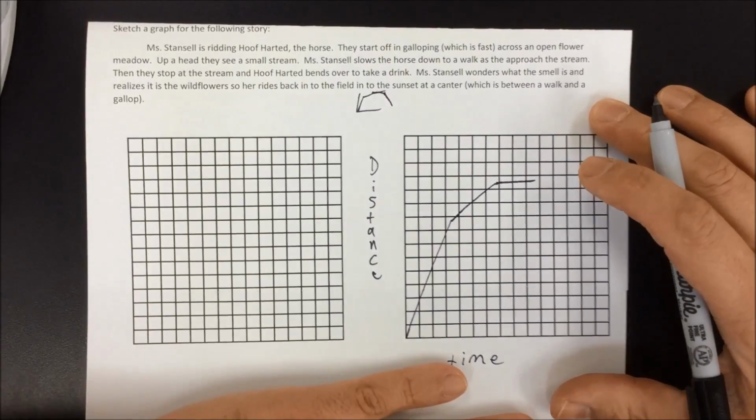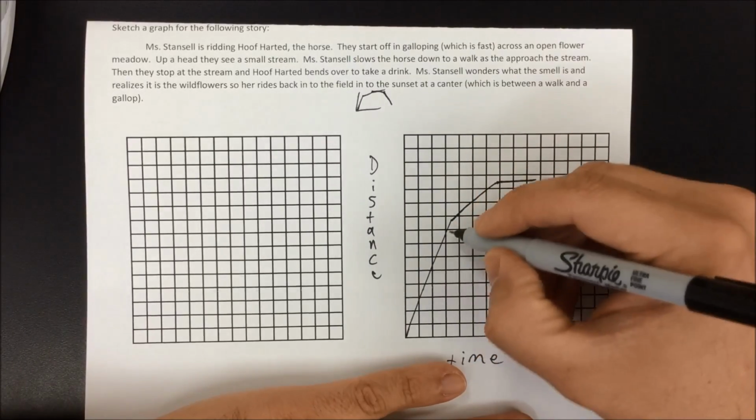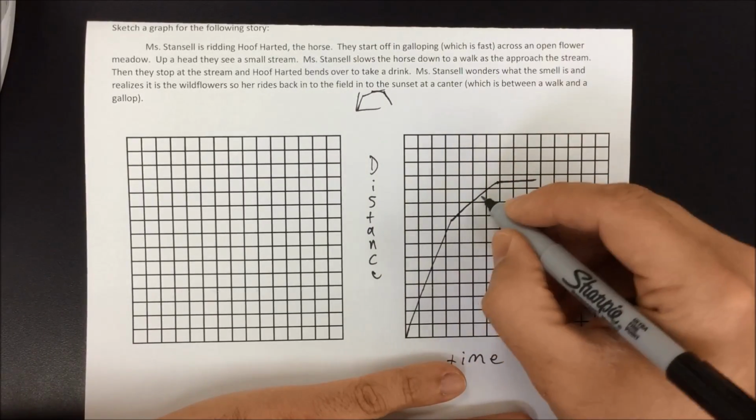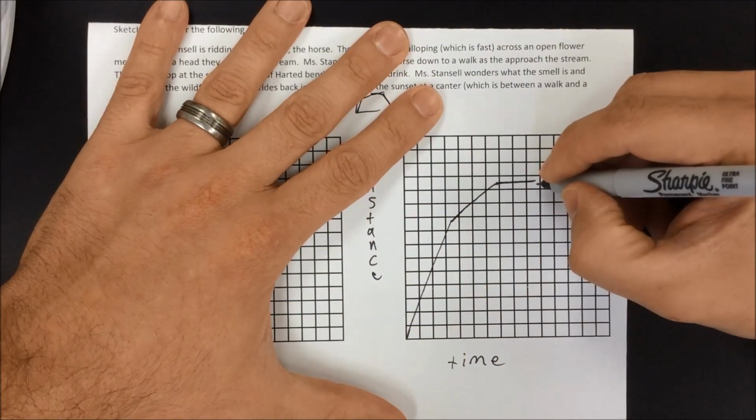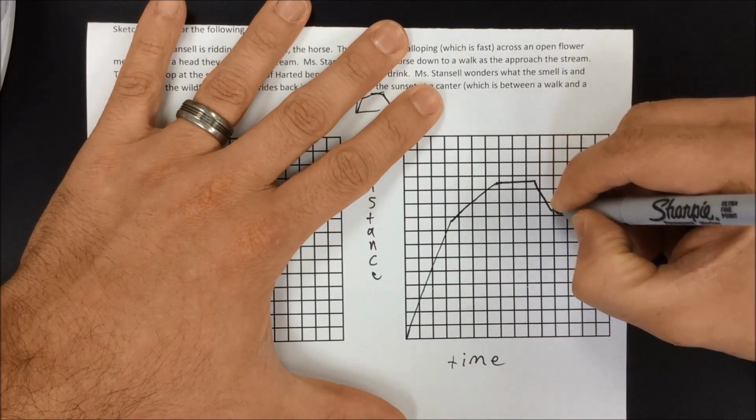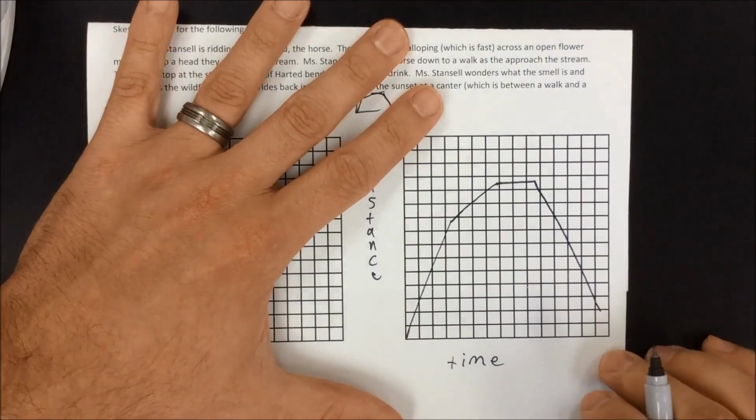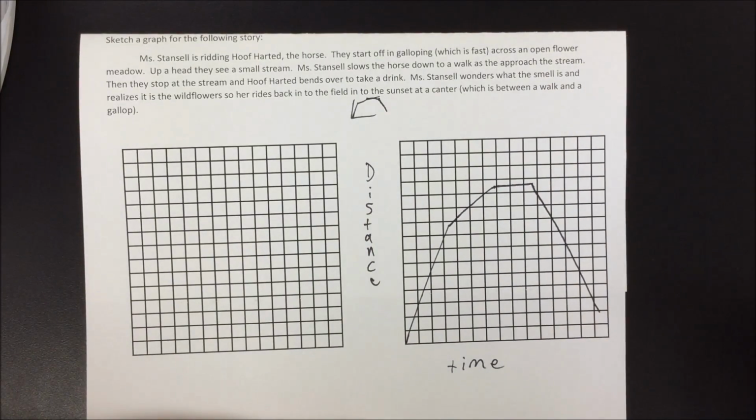And then she rides back kind of in between these two. So it's going to be less steep than that one, but more steep than that one. So maybe something kind of like this. So that's my graph for Miss Stansel's trip to the creek with Hoof-Hearted.